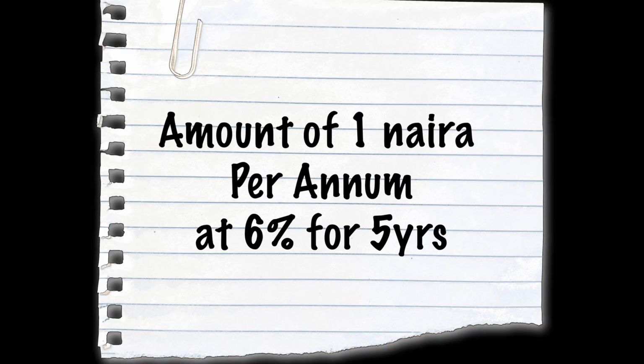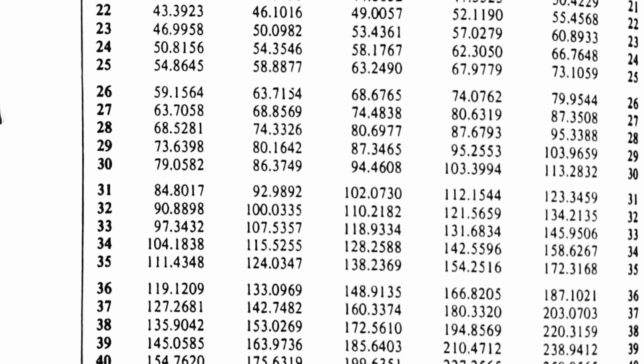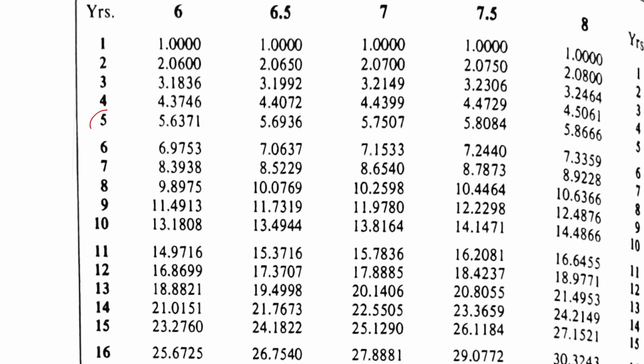Okay, so now looking at our question, it says amount of 1 naira per annum at 6% for 5 years. So once again, we're going to flip to the part of the table that shows 6%. Okay, and we can see that on page 150. And then we trace it from that 6% down to 5 years, and it gives us 5.6371.